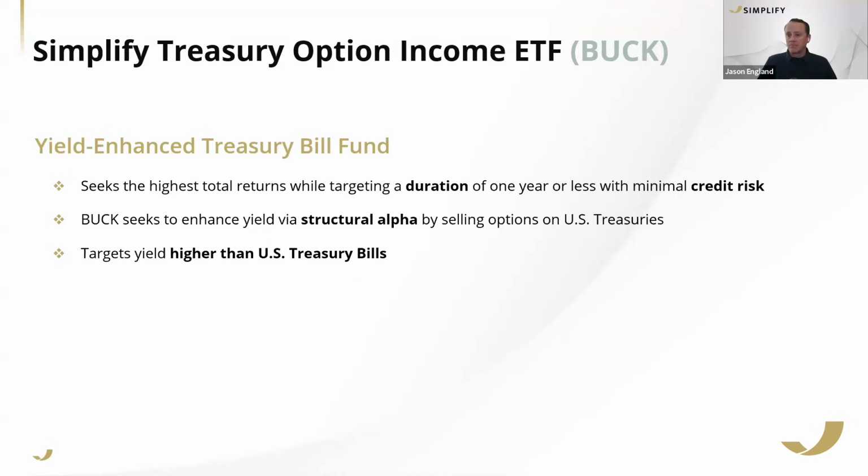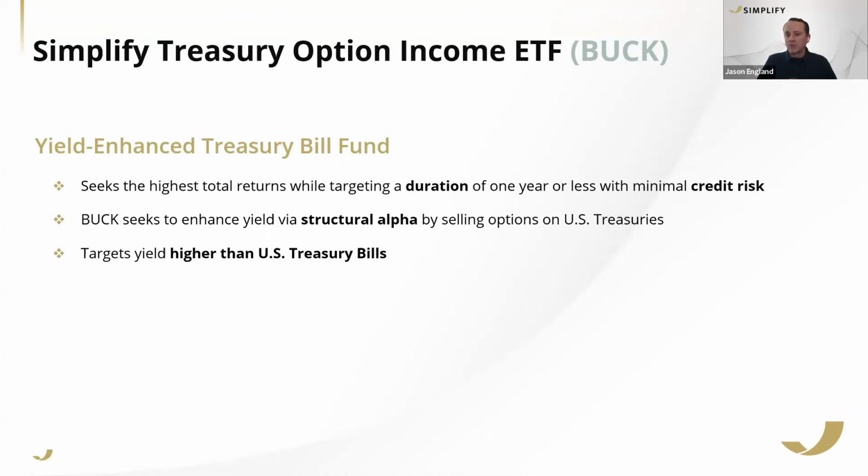And then the key is once again, we're using that treasury option income strategy. So you're not taking credit risk in the portfolio to attain the yield. And then doing those same structural alpha positions in here as well, that option selling program that you've discussed, and really just trying to target a yield much higher than treasury bills and trying to enhance that.